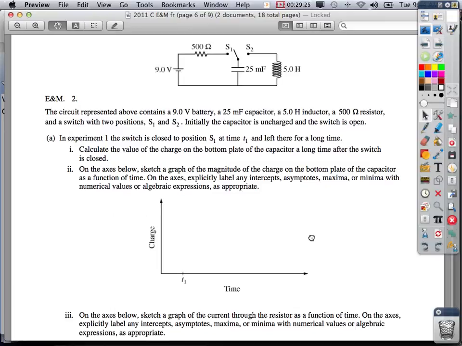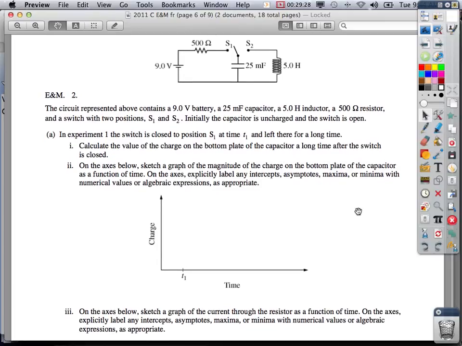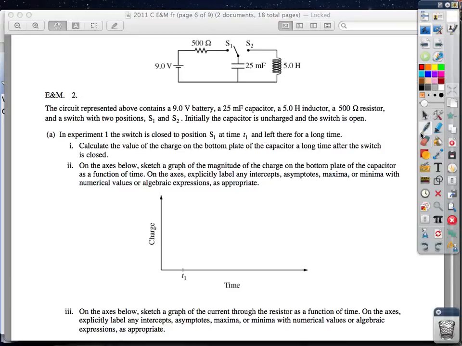Okay, this one. Calculate the value of the charge on the bottom plate of the capacitor a long time after the switch S1 is closed. That should be pretty straightforward, right? Because after a long time, what happens to the current? C is Q over V, so Q is equal to CV, right? That's because after a long time, the current goes to zero. If the current is zero, then Ohm's law says there's 0 volts across that resistor. And that's why I can say Q is CV.